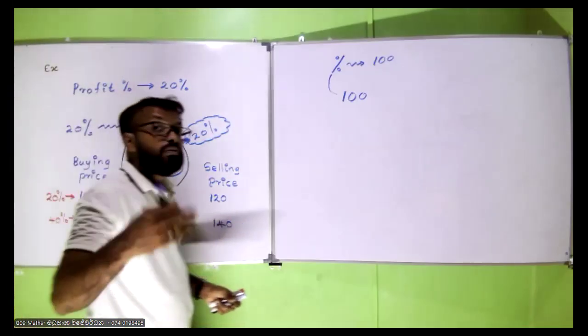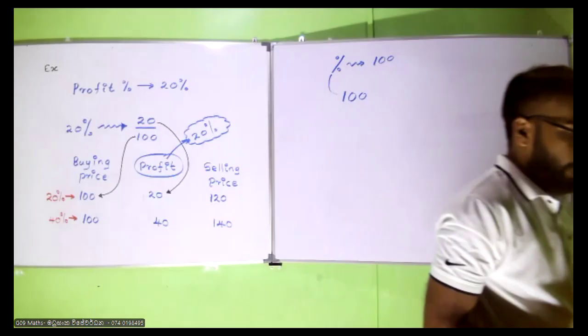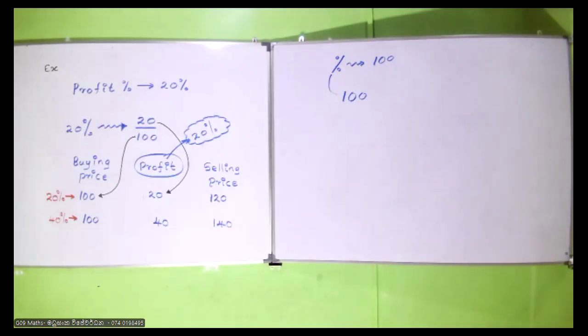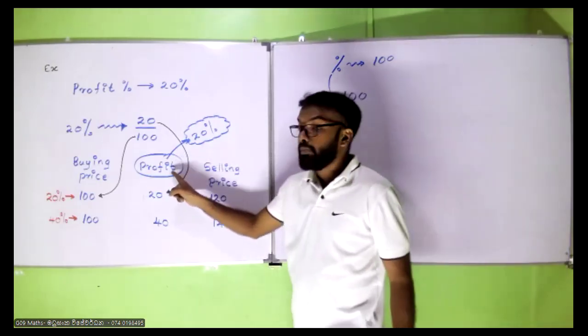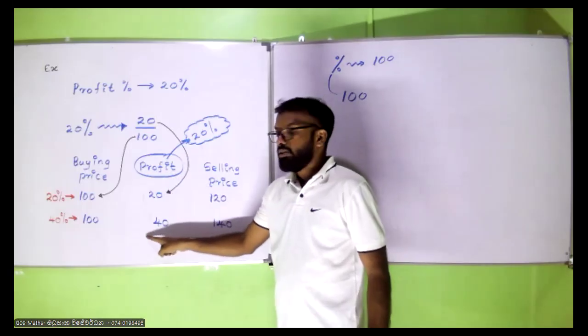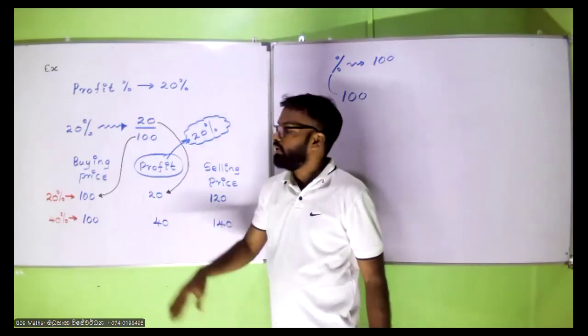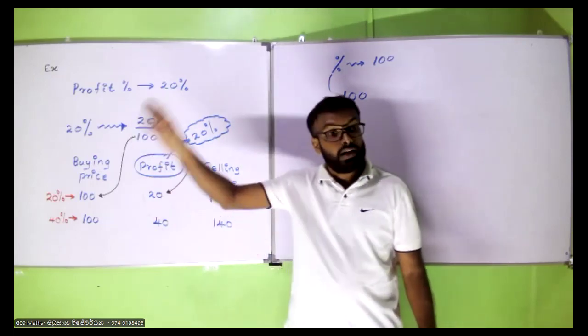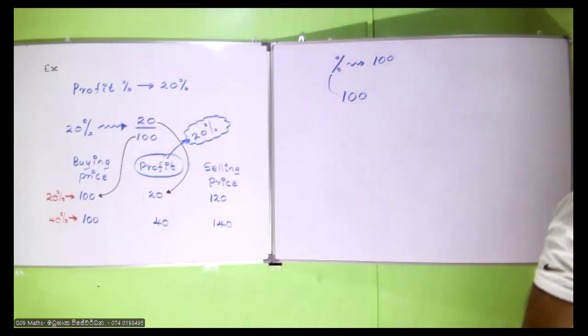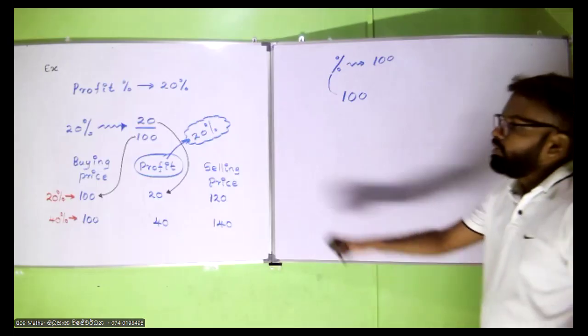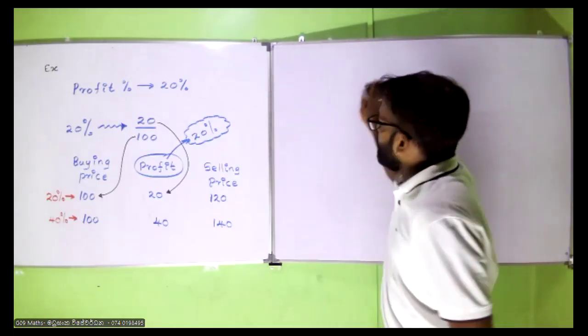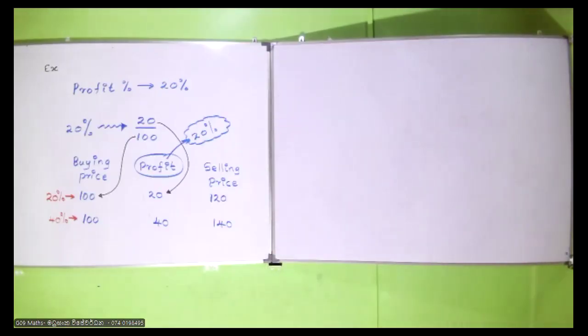Right? Selling price will be 140. When it comes to a loss, the percentage should be negated. I am not going to tell that here. Later I will tell. Okay. So I hope you have a little bit of idea about profit percentage. Now we are going to move to the third subtitle.